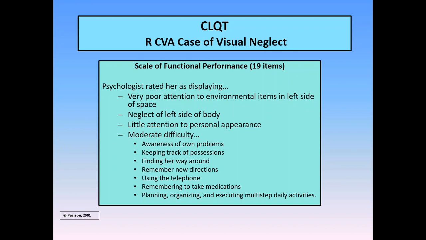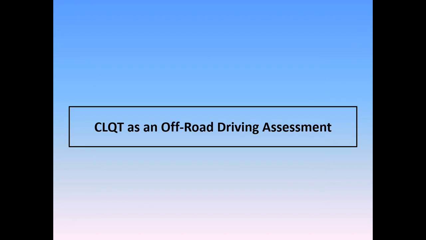And she had moderate difficulty in her awareness of her own problems and keeping track of her possessions and finding her way around and remembering new directions, using the telephone, remembering to take medications, and planning, organizing, and executing multi-step daily activities. And those certainly go with her CLQT performance, which was able to predict these problems, if you will.